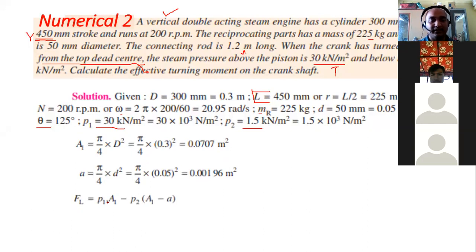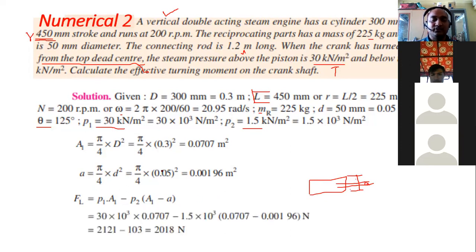You know FL equal to P1 A1 minus P2 A2. Already we have seen this in the second or third slide. A2 equal to A1 minus small a. Here is the piston, and this is the connecting rod. So this is A1, the entire area, and this is small a. So this A2 equals the complete area minus small a. So we can find out the value of FL. Only put the values, everything is known now. You will get 2018 Newton. So this is the value of FL.